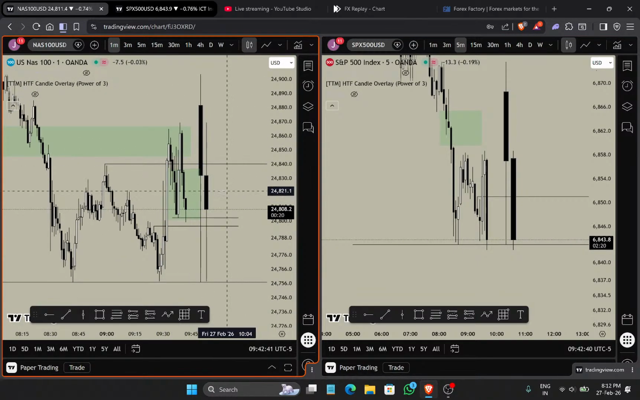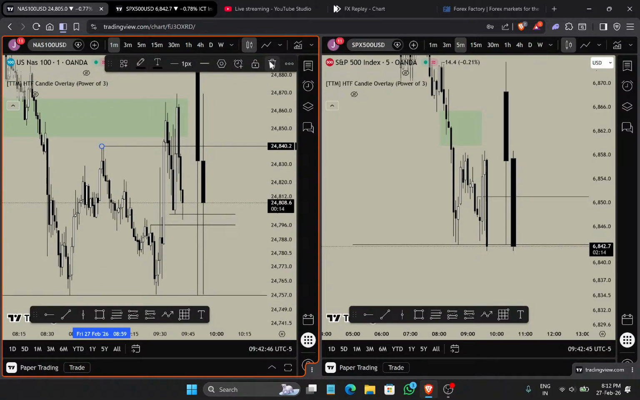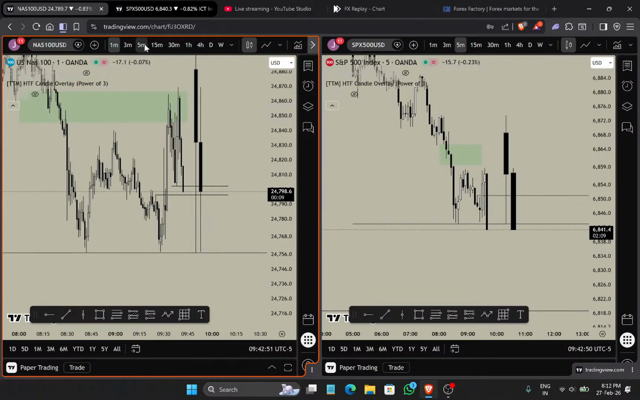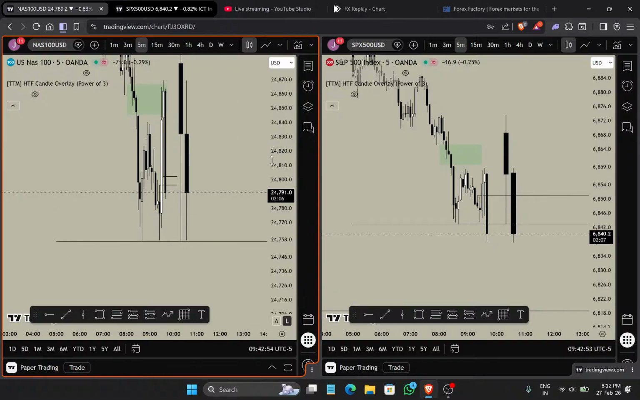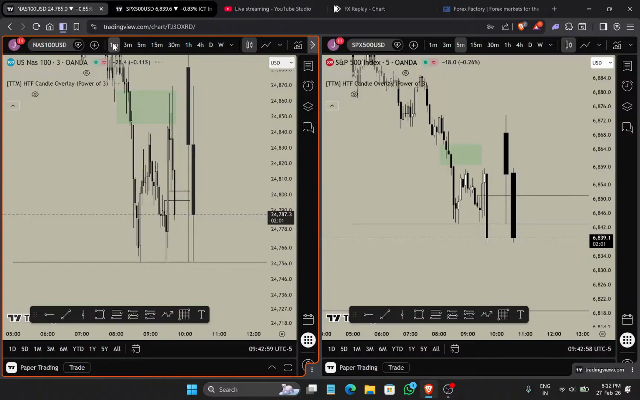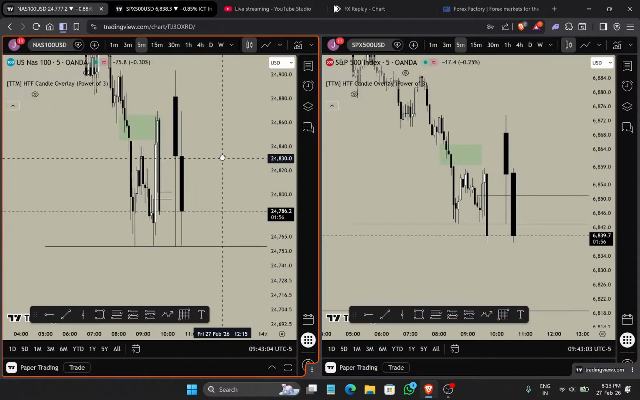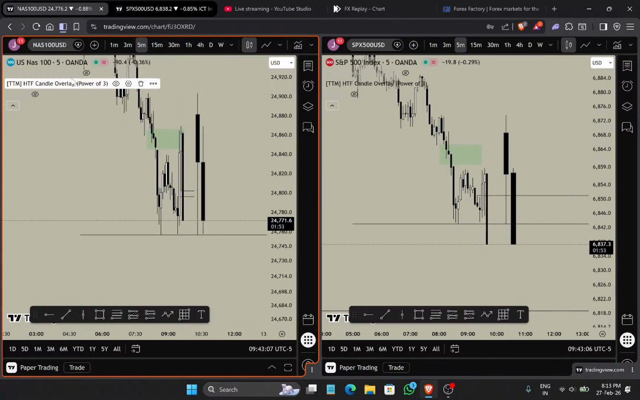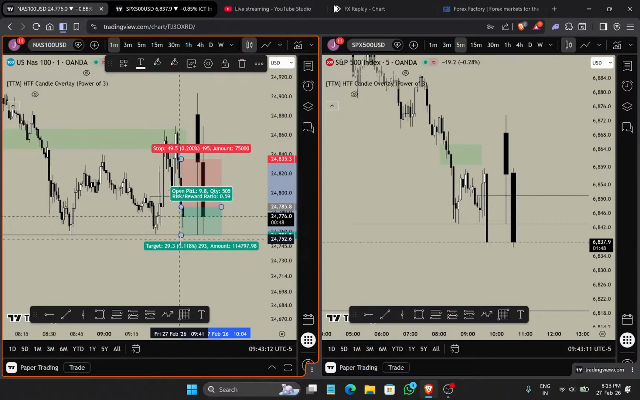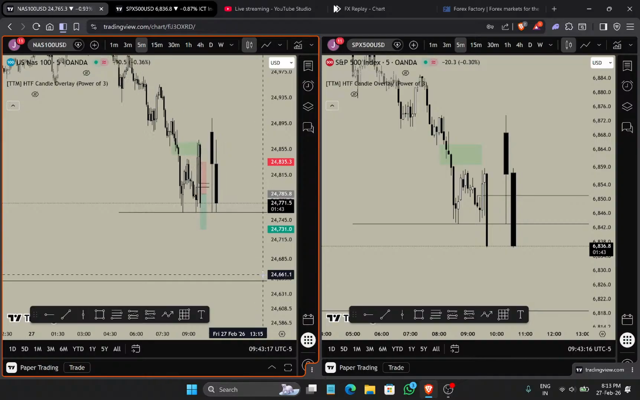Or we should get an inversion to the upside. This is not even valid. We don't need to look at that, right? I should at least get a 5 minute inversion here. For sure. This could be a trade. And the problem here is we are inside a 5 minute and it's against my rule.